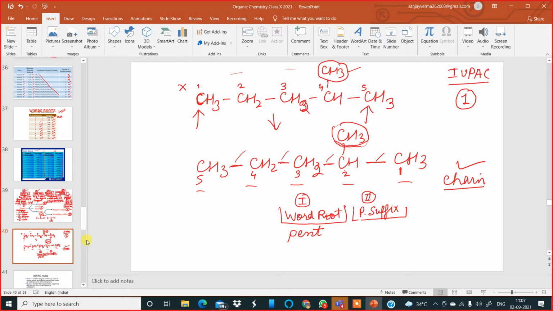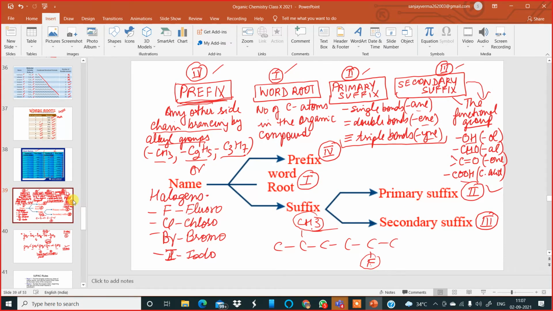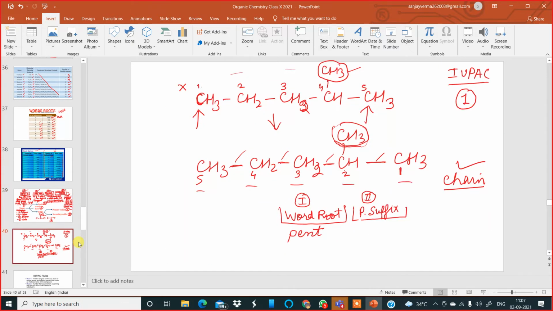So what is the primary suffix for all single bond? Have a look over here. For single bond, what is the suffix? It is ane. So I'll write A-N-E, ane. So word root is done.